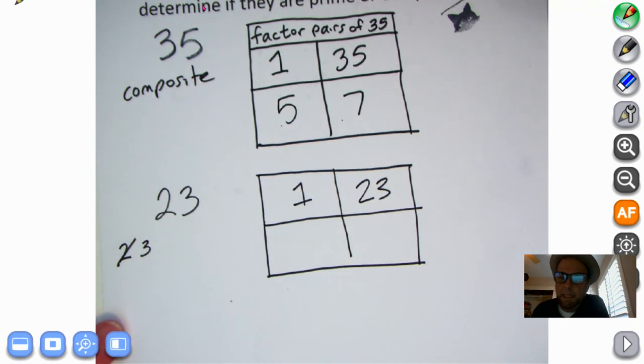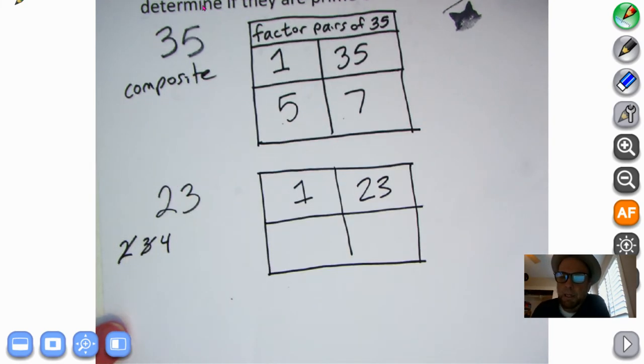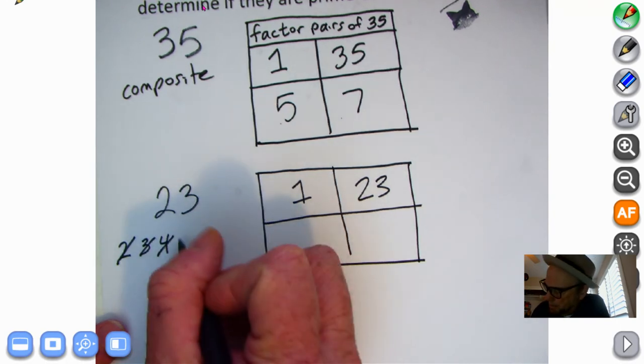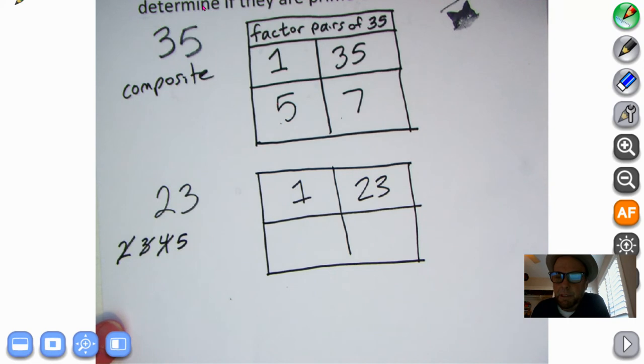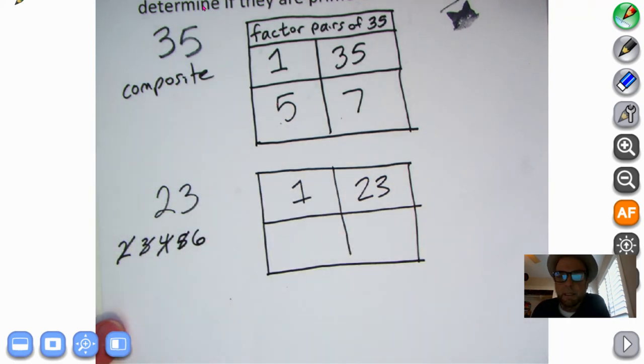3, 6, 9, 12, 15, 18, 21, 24. Oh, that's greater. Can't be 3. How about 4? 4, 8, 12, 16, 20, 24. Nope, didn't land on 23. How about 5? 5, 10, 15, 20, 25. Nope. How about 6? 6, 12, 18, 24.